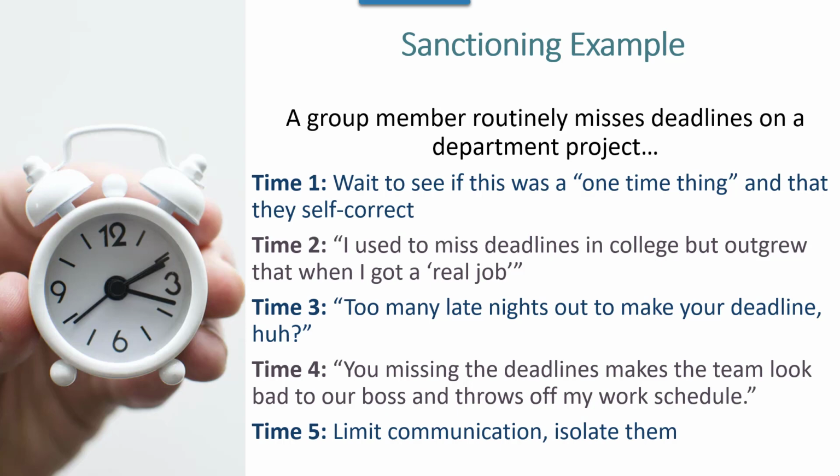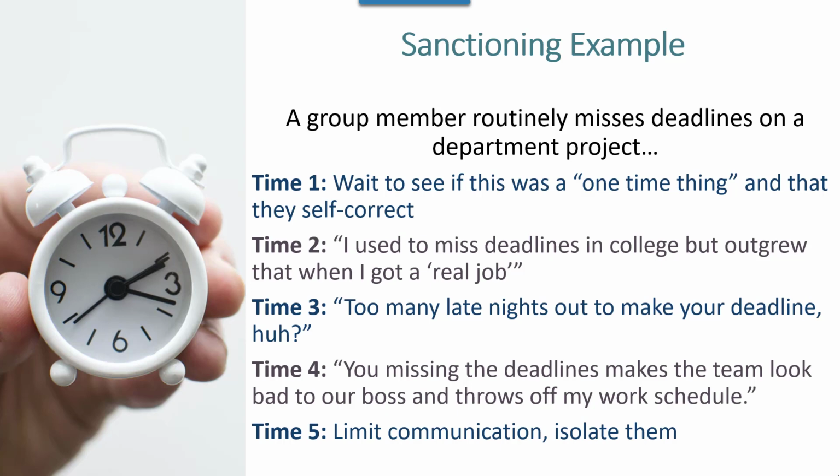The second time, someone might make a joke, saying something like, I used to miss deadlines in college, but outgrew that when I got a real job, letting the individual know that their lapse has been noticed. If a third sanction is necessary, it might escalate with a little bit more pointed humor, making fun of the individual. Too many late nights out to make your deadline, huh? By the fourth time, the gloves begin to come off, and it escalates to an argument. You missing the deadlines makes the team look bad to our boss and throws off my work schedule.